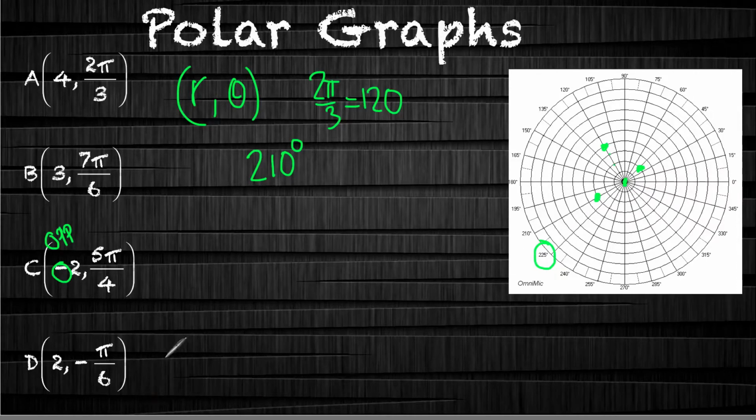And then the last one is going to be 2 units in the direction of negative 30 degrees. That just simply means we want to rotate clockwise 30 degrees, which puts us over here at 330. We're going to go 2 units in the direction of that angle, and that's going to put us right there. And so that is how you graph polar coordinates.